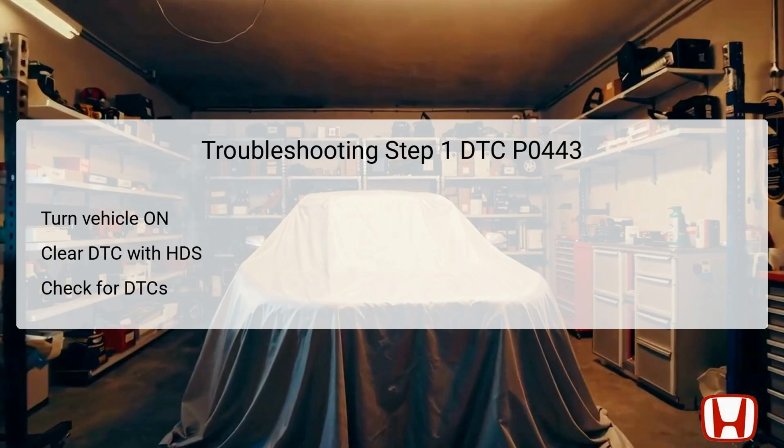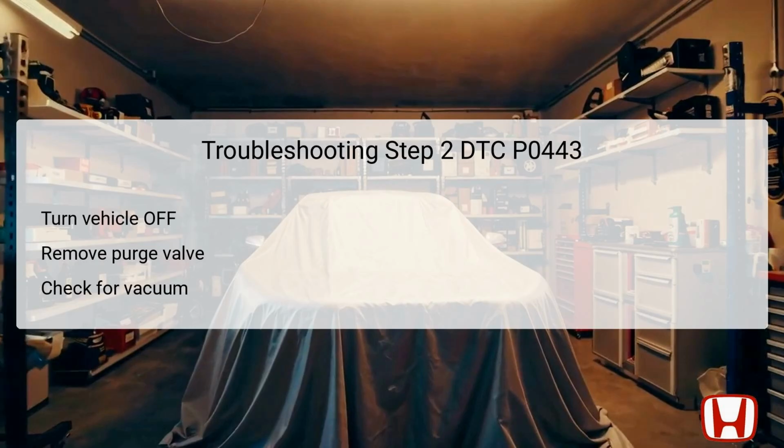After this, the HDS is used again to check for the presence of either pending or confirmed DTCs. If DTC P0443 appears again, it confirms a persistent issue that requires further investigation. If it does not appear, an intermittent failure may have occurred, and a detailed inspection of wiring and connectors should be considered.